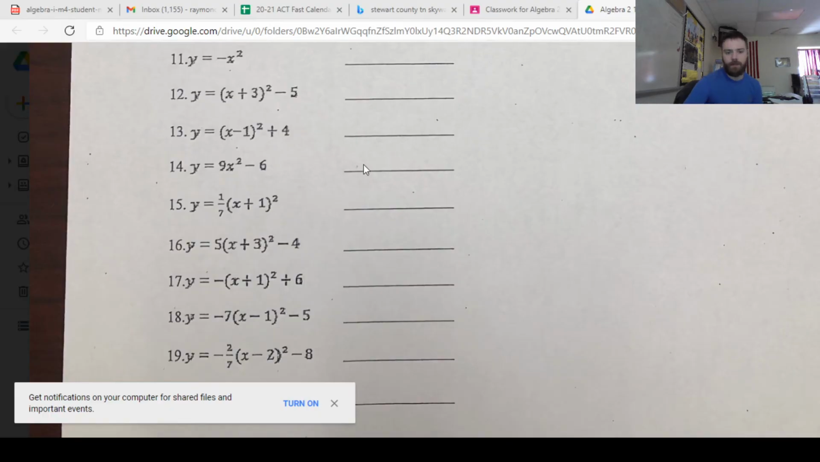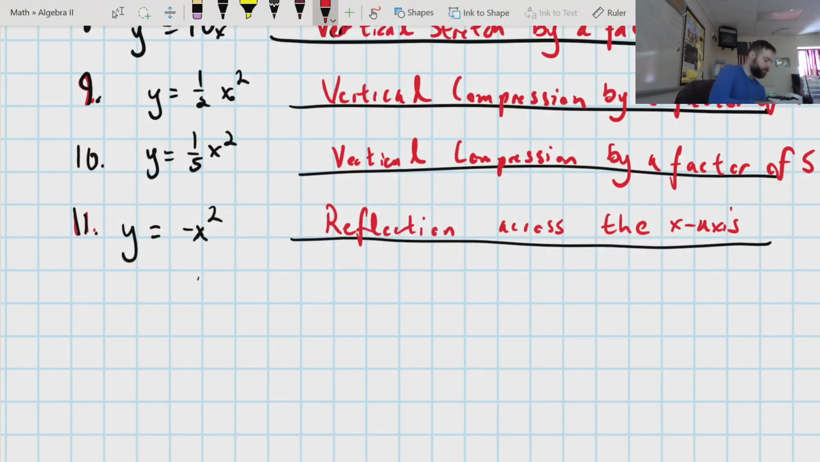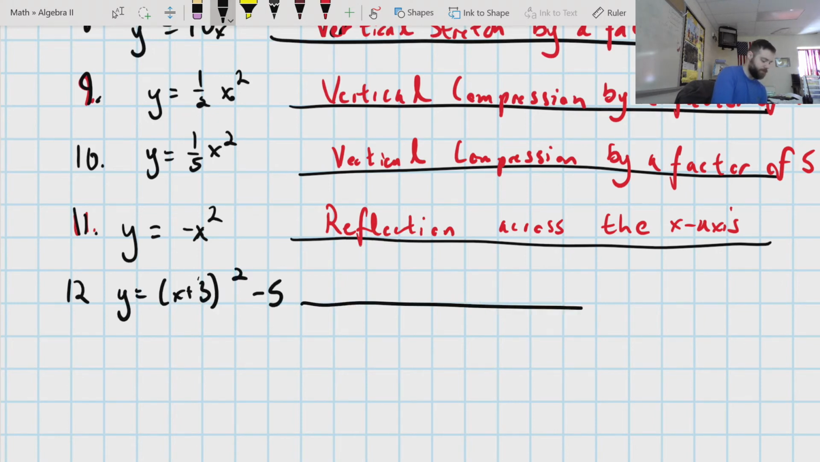Let's take a look at this lesson. Okay, so the next one is going to be x plus 3 quantity squared minus 5. And this should shift left 3 and down 5.